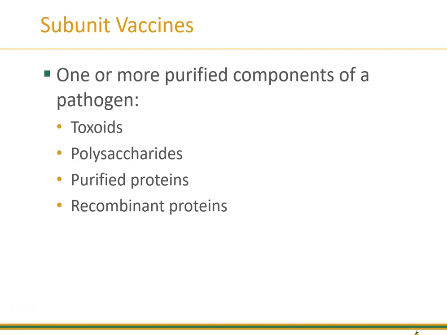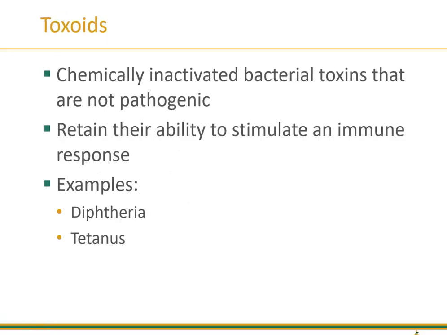Okay, the subunit vaccines are usually more purified components of a pathogen, like the toxoids, such as diphtheria and tetanus, polysaccharides, purified proteins, and recombinant proteins. So they're purified components of a pathogen that are able to stimulate an immune response. Toxoids are toxins from certain bacteria that are chemically inactivated, so they won't be considered pathogenic, but are still able to stimulate an immune response. Some examples of those would be diphtheria and tetanus.